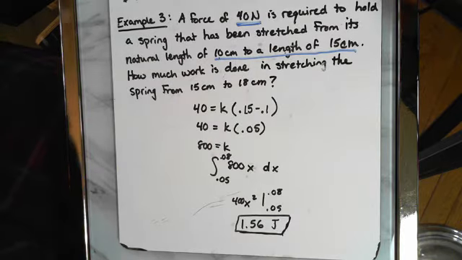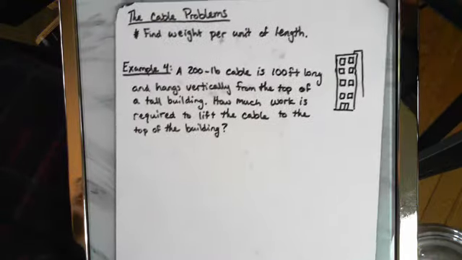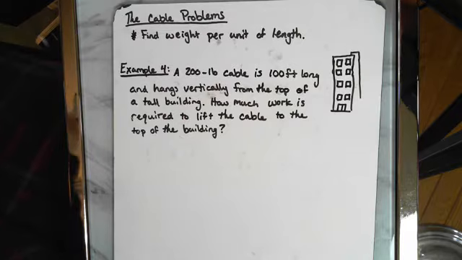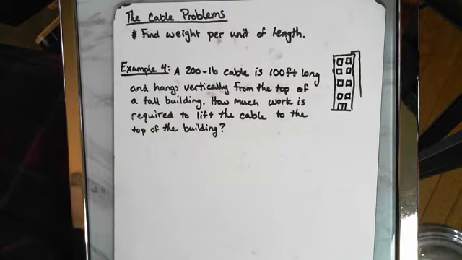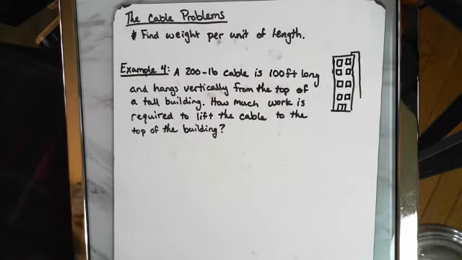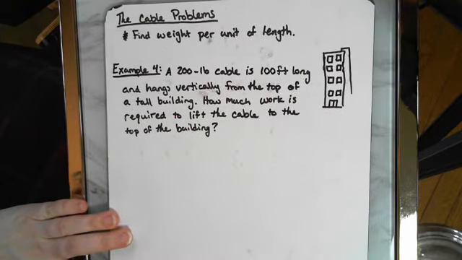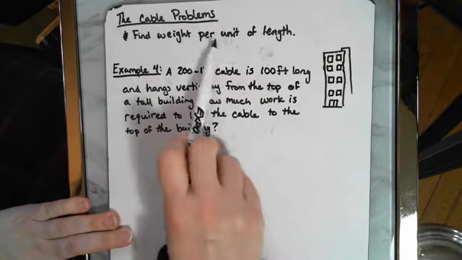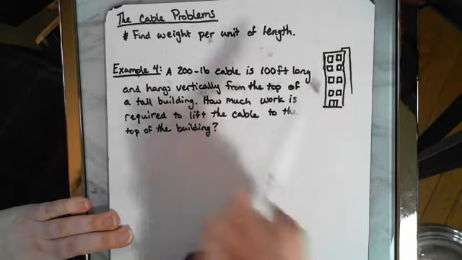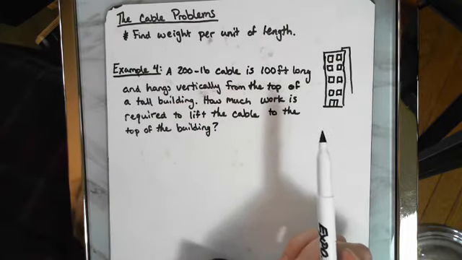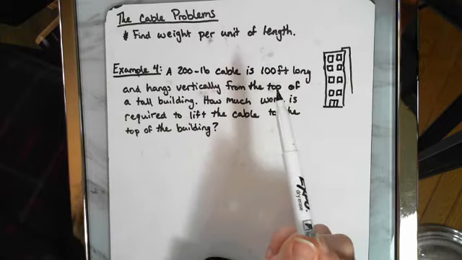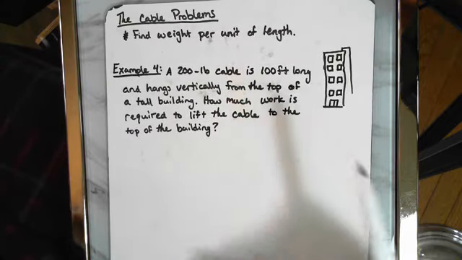Let's look at our next type of question. It's known as a cable problem. Okay? So with cable problems, we're still looking at work. Okay, we're still looking at everything that's going on with work. But generally what's going to happen is we need to find the weight per unit of length. So a lot of times they'll give you a total weight of the cable, and you need to divide to find out the weight per unit.